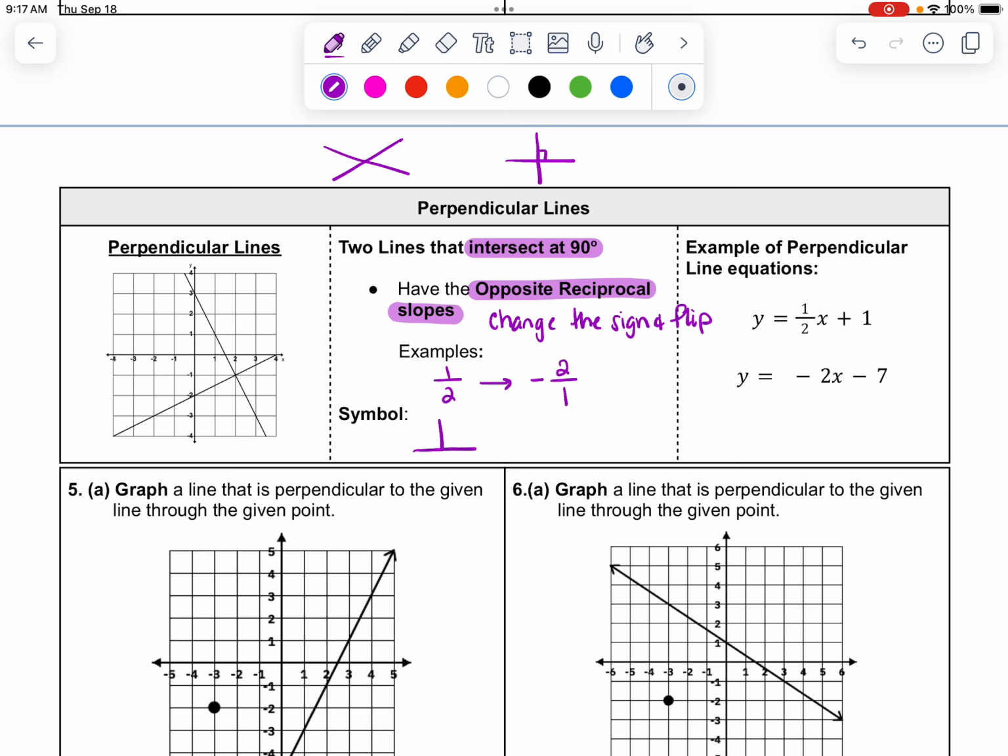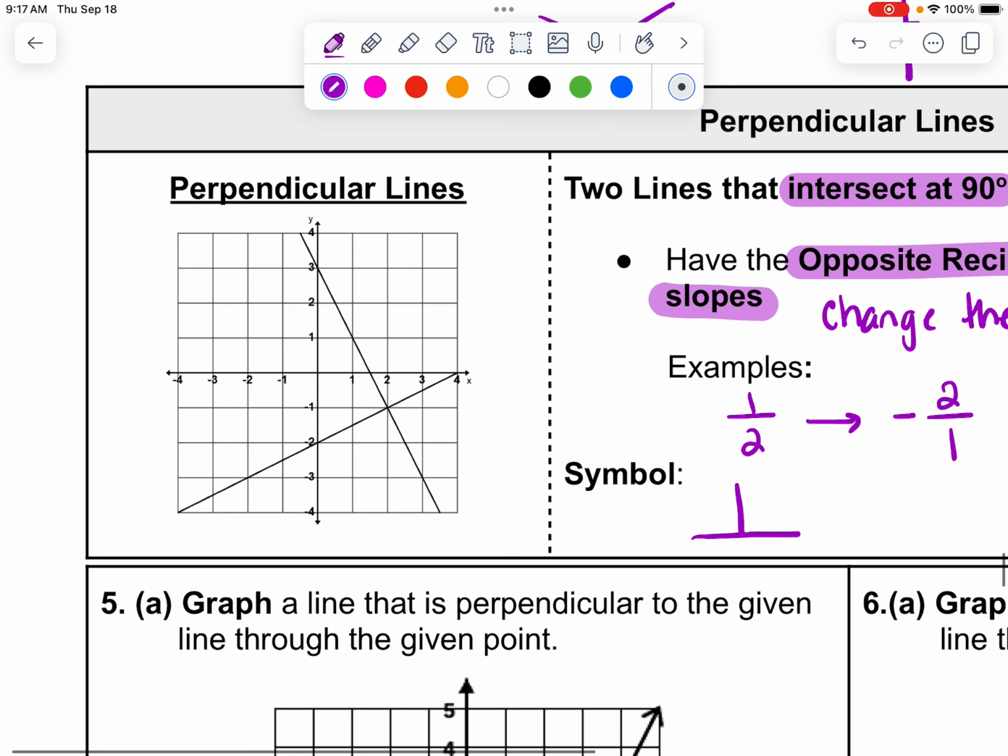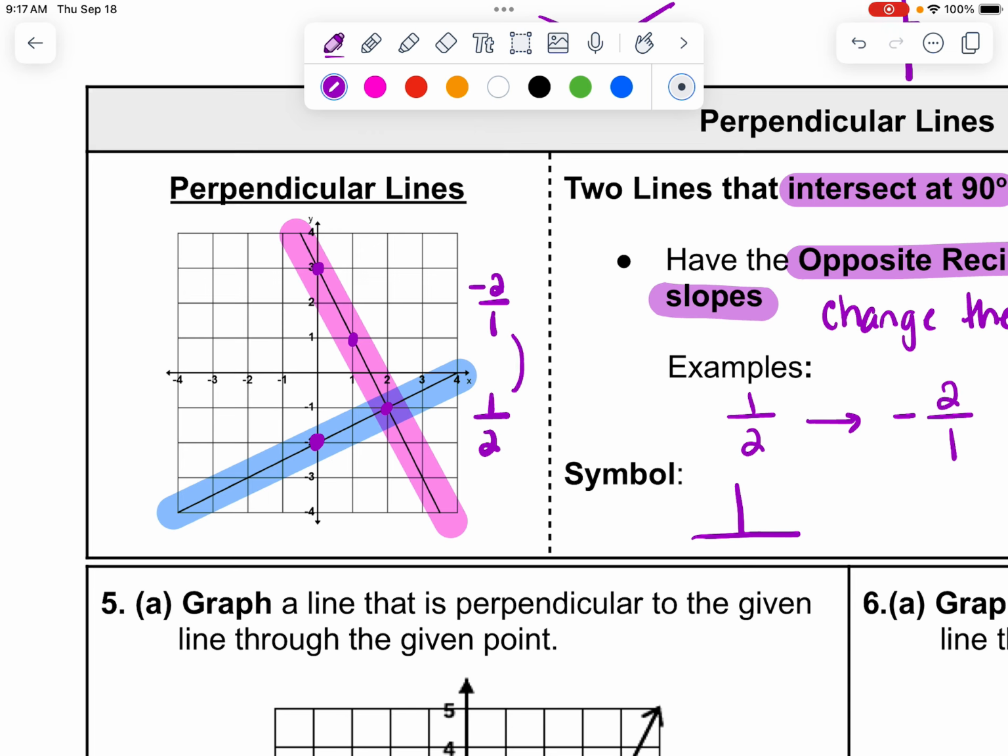Let's look at a graphical example of perpendicular lines. In this graph, we can find the slopes of each of these lines. This first slope is down 2 over 1, and the second slope is up 1 over 2. When I say first slope, I mean the slope of this pink line. And when I say second slope, I mean the slope of this blue line. Now what you'll notice is these two slopes are opposite reciprocals. We can figure out that they're flipped from each other and one's positive and one's negative. So that means that these lines are perpendicular.